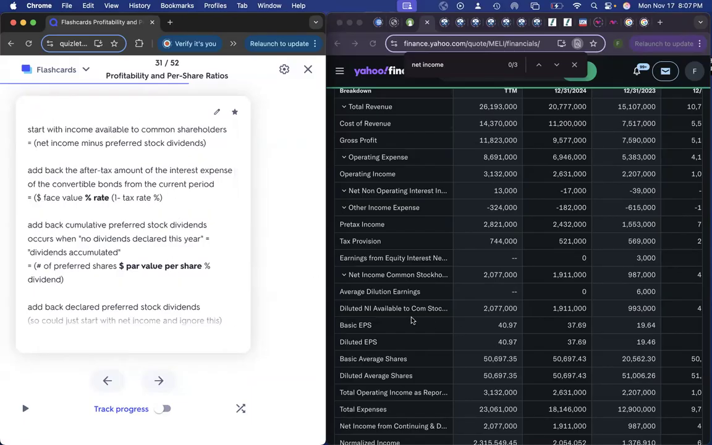But since diluted net income available to common shareholders is the same as net income to common shareholders, again, we can start there. So we add back the after-tax amount of the interest expense of the convertible bonds from the current period.